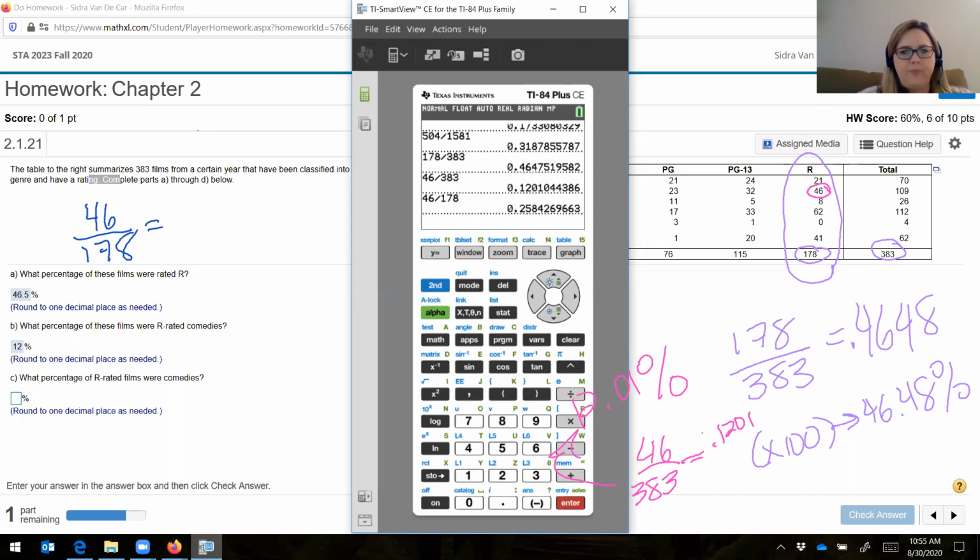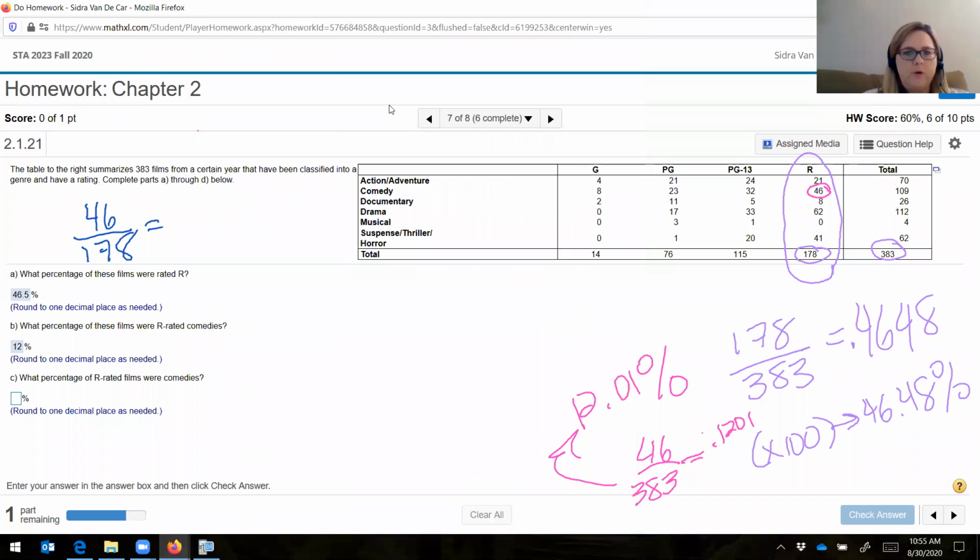And we get 0.2584. So again, times by 100, and it becomes 25.84%. This is less than 5, so I'll round that to 25.8.